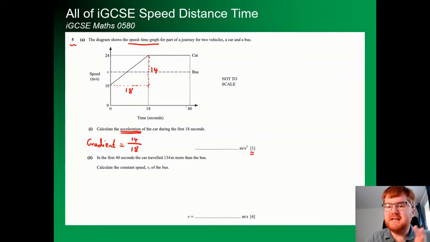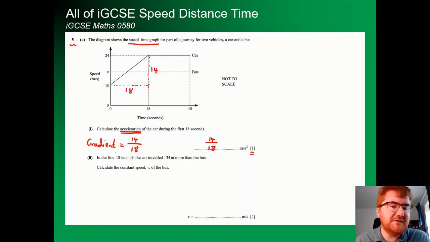Biggest mistake that's made in this kind of question, again, you can simplify the fraction, but I'm going to leave it. That's 14 over 18. But the biggest mistake is that people take 24 here rather than this length 14. So watch out for that, 1 mark.